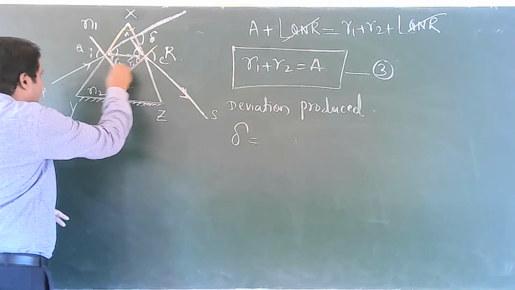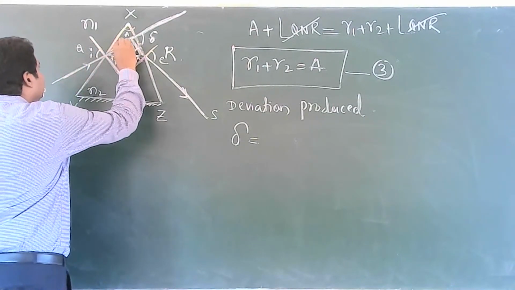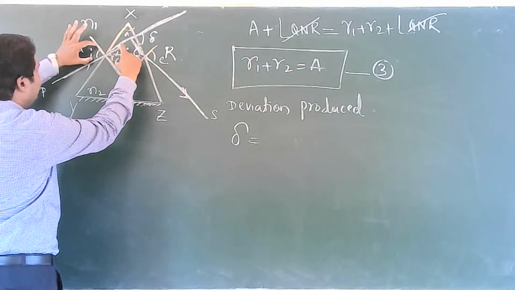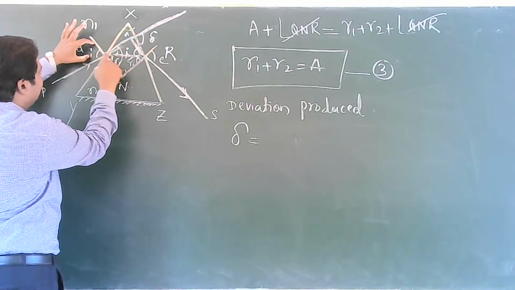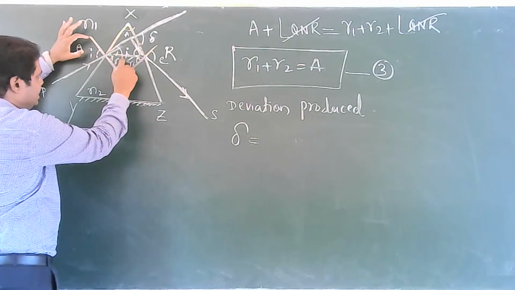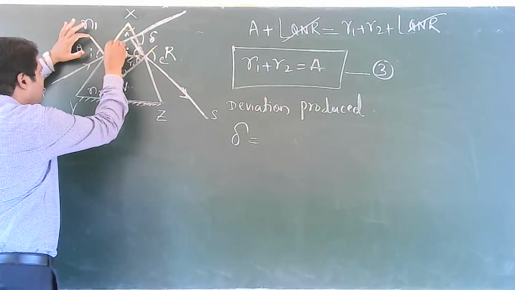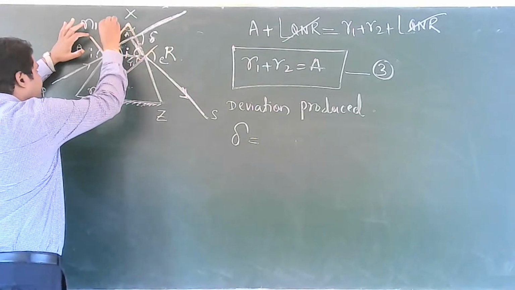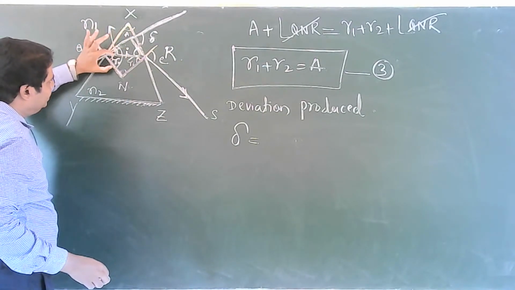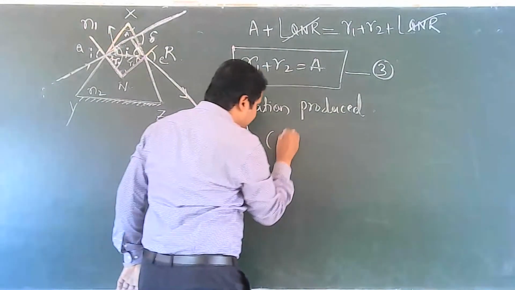If this is I, this whole thing will be I. Why? Because they are vertically opposite angles. If this is I, here already we have R1. But what about this angle? This is the angle we need. This whole angle is I. This is R1. This angle will be I minus R1.